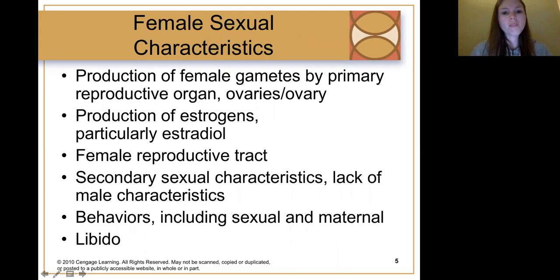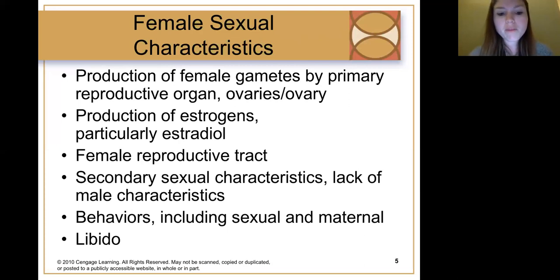So for female sexual characteristics, you have the production of the female gametes, or sex cells, so the eggs, by the primary reproductive organ, which would be the ovaries or the ovary. And I put both because poultry actually only have one. So most other species have 2 ovaries, but poultry have 1. Then you have the production of the estrogens, so particularly estradiol, which we'll talk about in more detail.